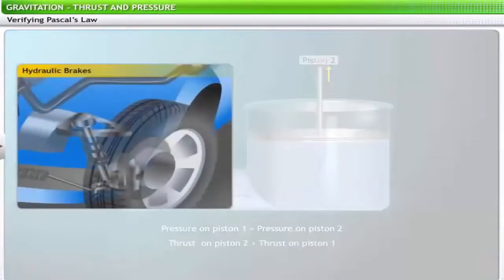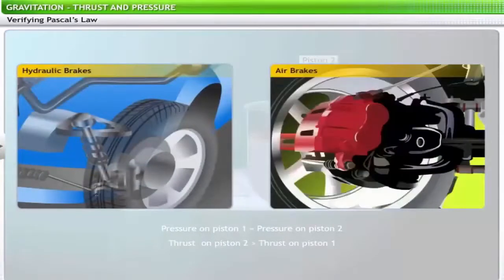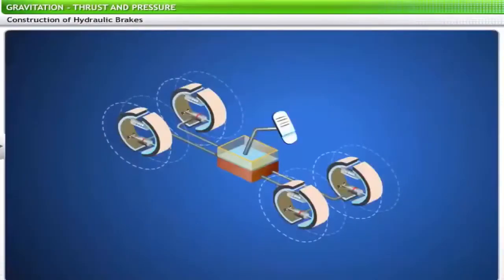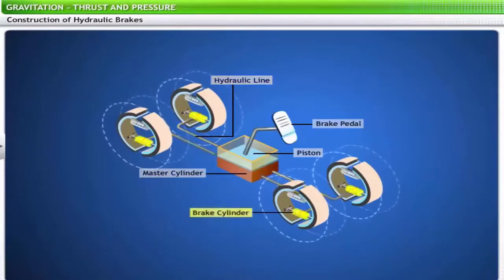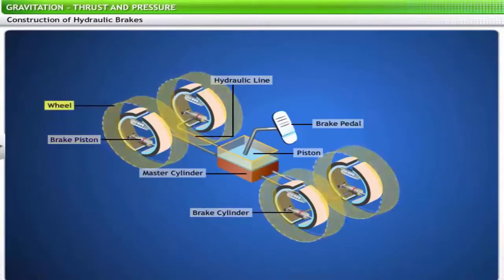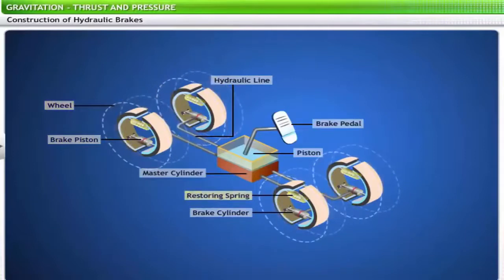Hydraulic brakes as well as air brakes operate on the same principle. Let's see how this principle is applied in the construction of hydraulic brakes. A hydraulic brake system consists of a brake pedal, a piston, a master cylinder, 4 hydraulic lines, 4 brake cylinders, 8 brake pistons, 4 wheels, 4 restoring springs.